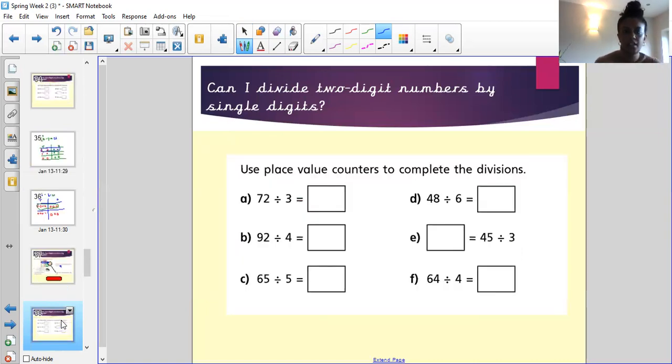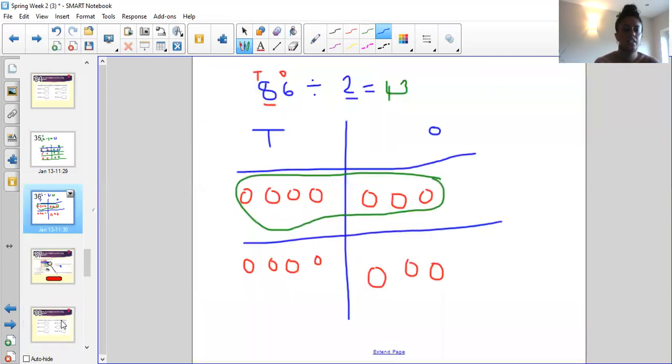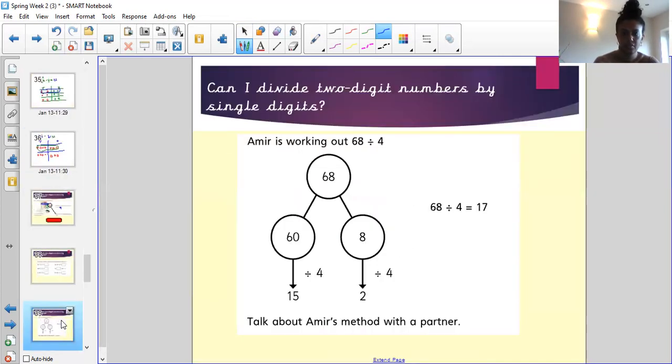Okay, here are some more questions that you can complete using this method. Let's have a look at what Amir is doing. So Amir is working out 68 divided by 4. So what Amir has done is he has split out his 10s and his 1s. So he's done 60, because there's 6 10s, which makes 60, and then there's 8 1s. So he's done 60 divided by 4, which equals 15, and then 8 divided by 4, which equals 2. And then he's added those two totals together, which has given him the answer of 17.